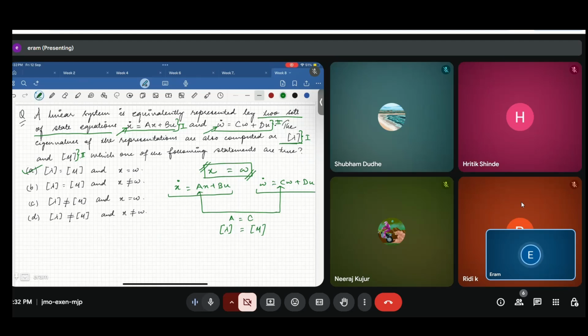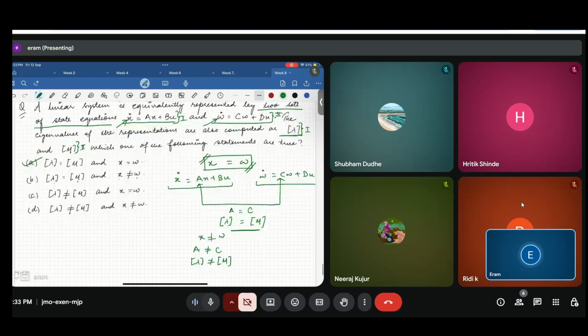And let's see what the rest of the options are saying. The second option is saying that the set of eigenvalues will be equal and the state variables are not equal. So if x is not equal to omega, then A will not be equal to C. And the moment A is not equal to C, lambda will not be equal to mu. So option B is not correct. In option C, we have the set of eigenvalues being different but x equals w. This is also not correct. If x equals w, we have already checked: A will be equal to C and lambda will be equal to mu.